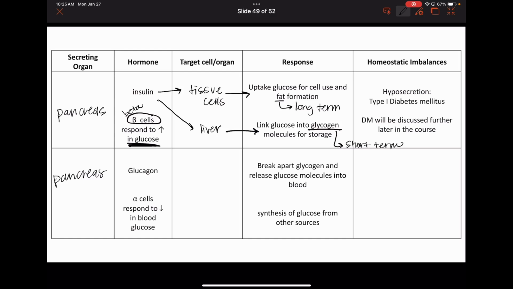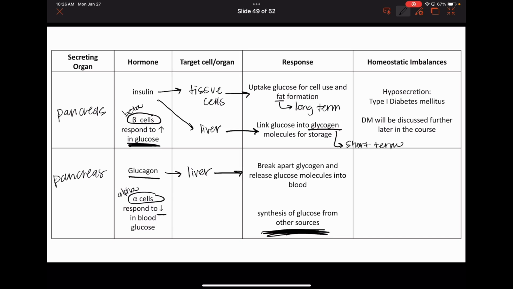And then on the flip side, when our blood glucose decreases, it is alpha cells of the pancreas that release glucagon. Glucagon, though, only has one target, that is our liver. And it's going to cause the liver to then take that stored glycogen and break it down into individual glucose molecules to release into the blood. And we'll also have some synthesis of glucose from other sources like fat and protein. More so fat, though.